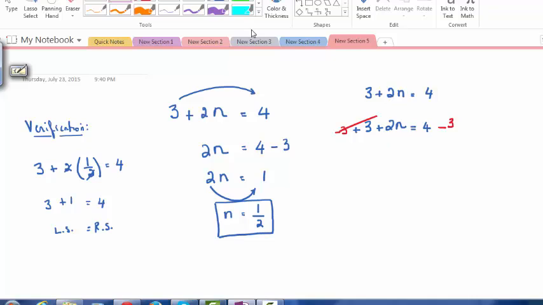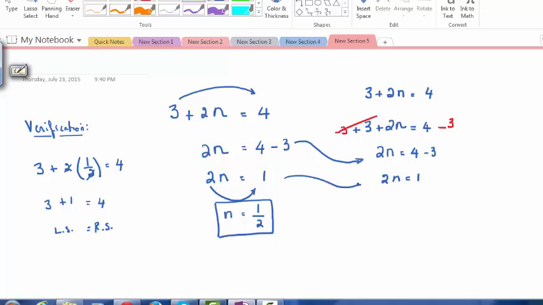So it's going to be 2n equals 4 minus 3. Can you see this one? It's exactly here. Here we switch it right away to become negative 3. Here we did the inverse way. But both are going to lead to the same thing, 2n equals 1.